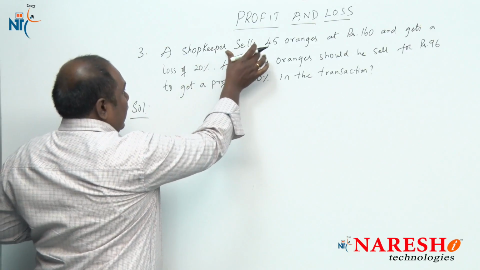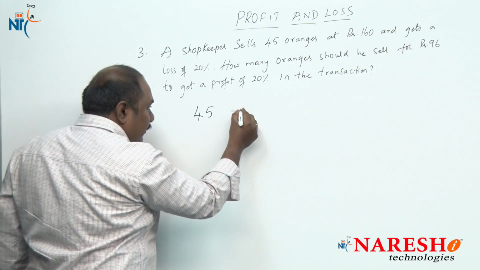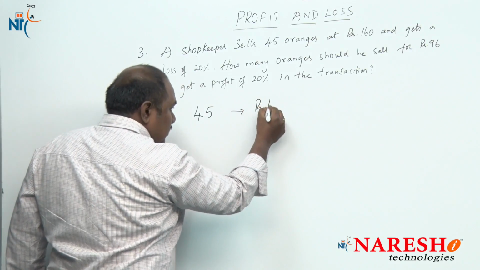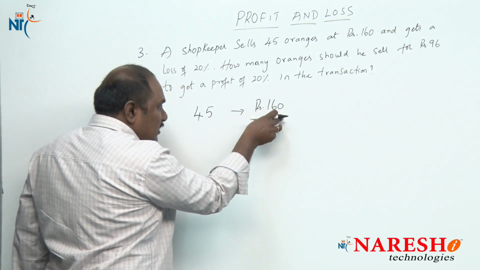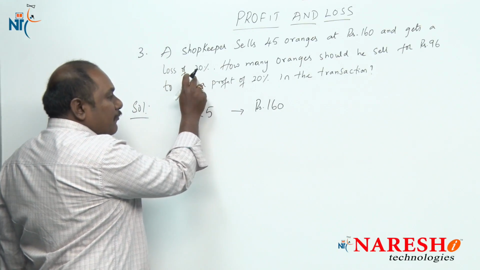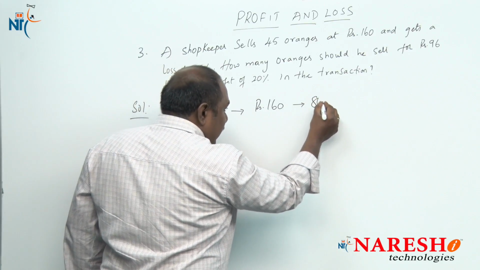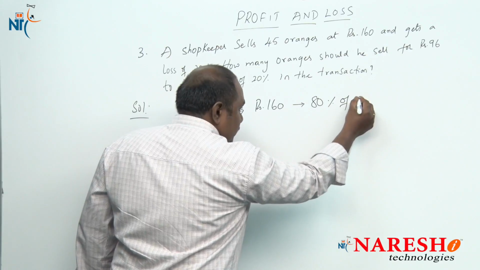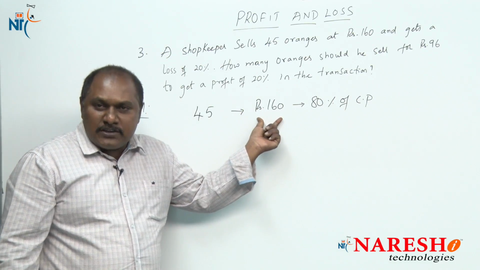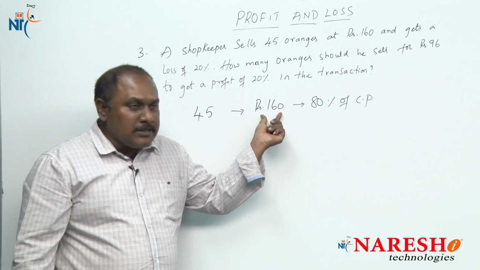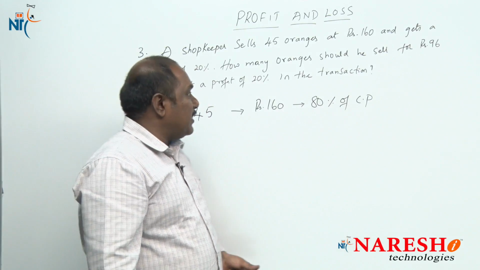Now in the question it is given that a shopkeeper initially is selling 45 oranges for rupees 160, but by selling 45 oranges at rupees 160, he is getting a loss of 20%. So definitely this 160 rupees would be 80% of cost price. So by selling 45 oranges at rupees 160, there is a loss of 20%. That is, this 160 rupees is 80% of cost price.